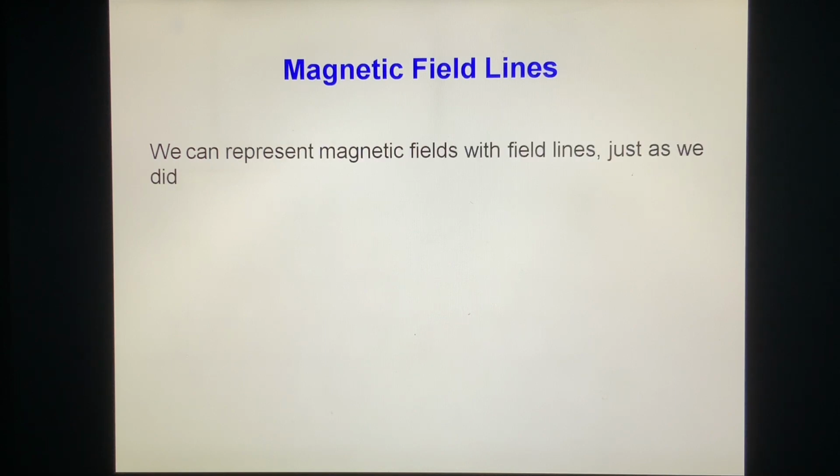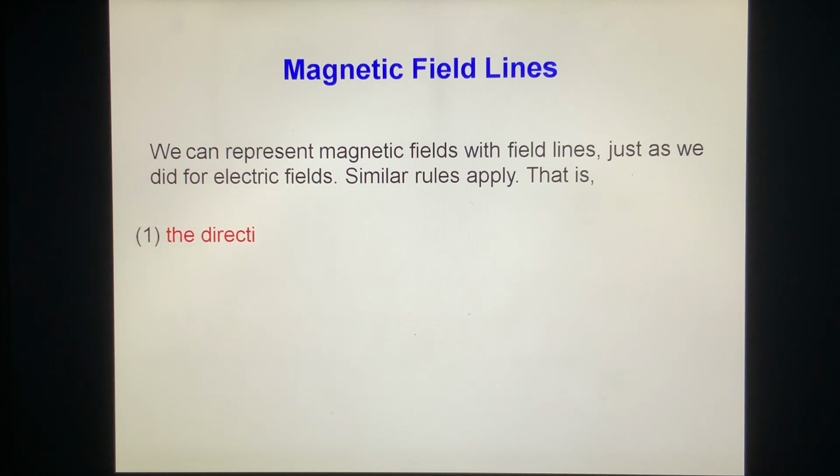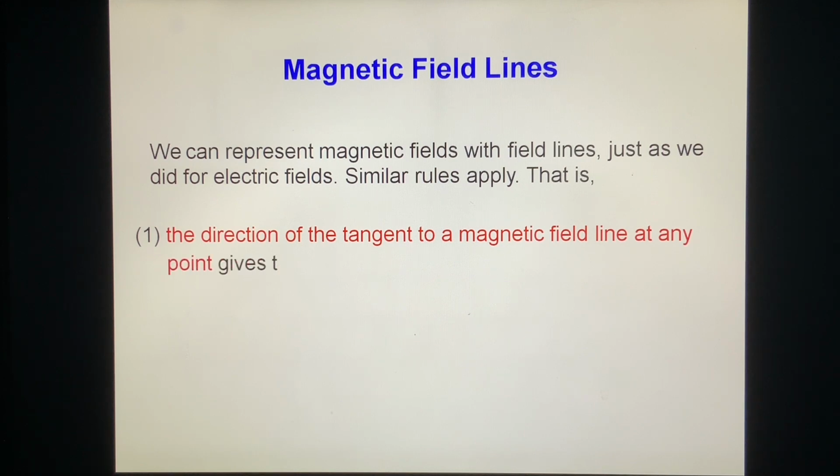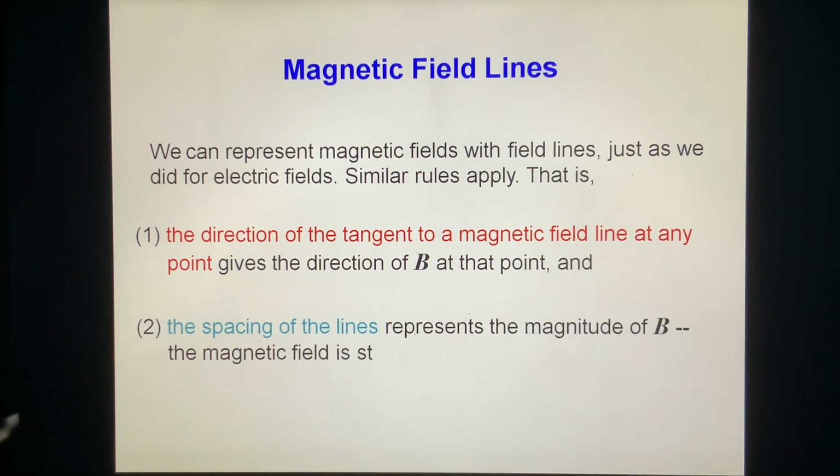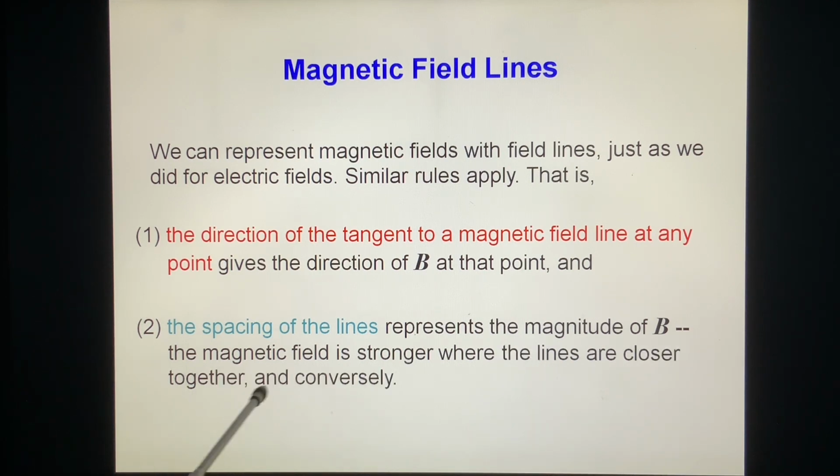Magnetic field lines. We can represent a magnetic field with magnetic field lines, just as we did for electric fields. Similar rules apply. 1. The direction of the tangent to a magnetic field line at any point gives the direction of B at that point. And 2. The spacing of the lines represents the magnitude of B. The magnetic field is stronger when the lines are closer, and conversely.